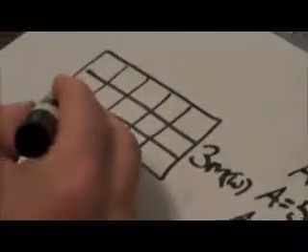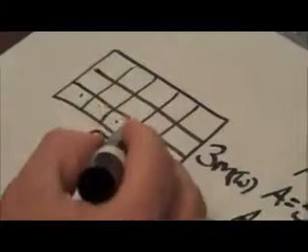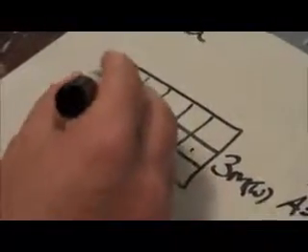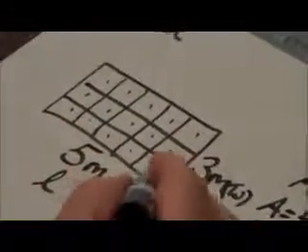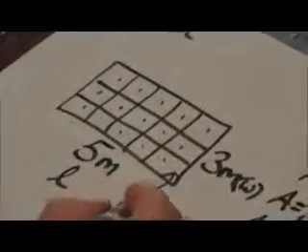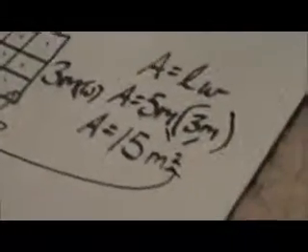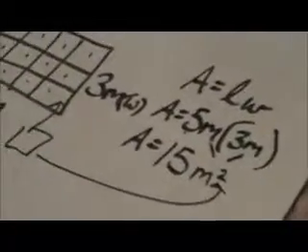And for those of you who don't see this, I have 1, 2, 3, 4, 5, 6, 7, 8, 9, 10, 11, 12, 13, 14, 15. I actually have 15 squares, and this is where we get the 15 meters squared. Now that's just to find area.